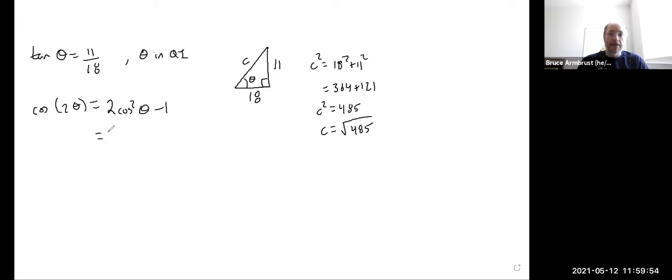But in order to answer this, I need to know the cosine of theta. So let's think about how we get cosine. Cosine is adjacent over hypotenuse. So the adjacent side is 18, and the hypotenuse, we just calculated, was the square root of 485. So I'm going to put that in here, and then I'm going to square it because it was cosine squared, minus 1.